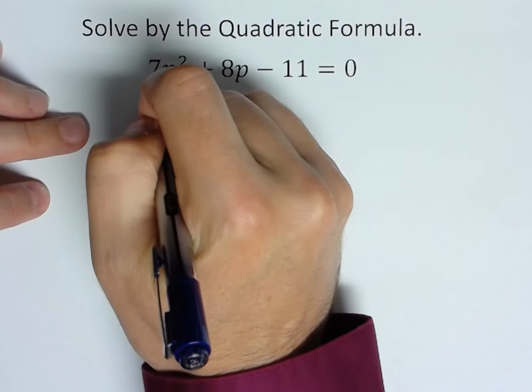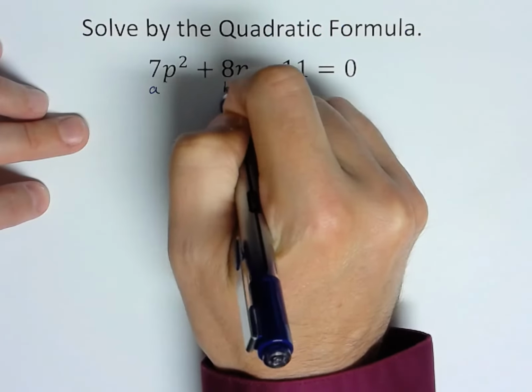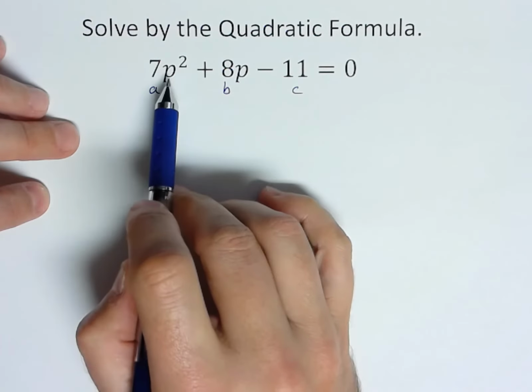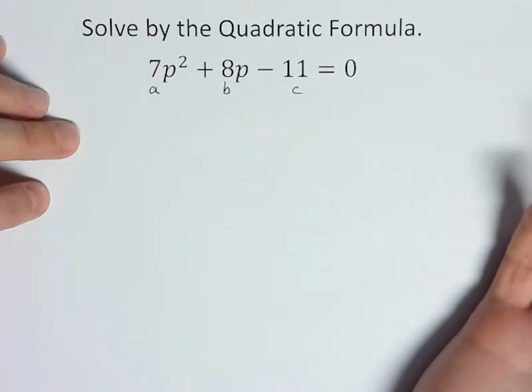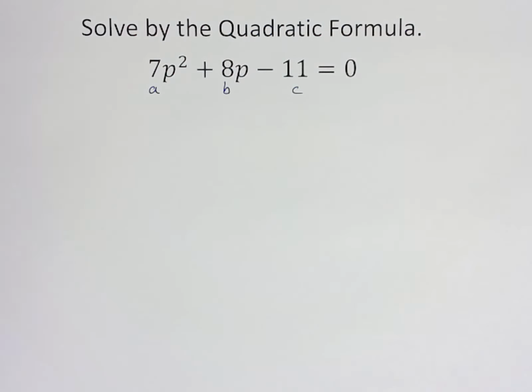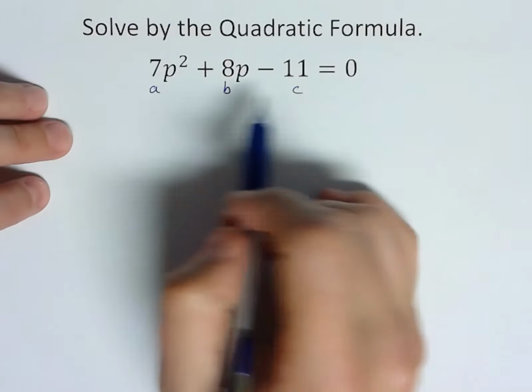Let me just identify here. There's my A, my B, my C. Notice these are P's, my variable. That doesn't matter at all. Our equation is X equals. We could do P equals in this case. That doesn't matter one bit. So let's plug things in.